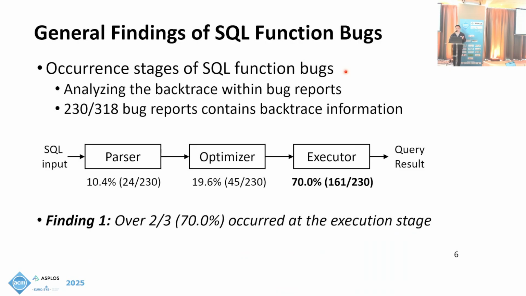Here are some general findings from our study. First, for the occurrence stage of the SQL function bugs, we analyzed the backtrace information available in 230 of the bug reports we collected. Usually, databases process SQL statements in three stages: parser, optimizer, and executor. As shown in the figure, 70% of them occurred in the execution stage. They crashed at the implementation of those SQL functions, not the parser or optimizer of the database.